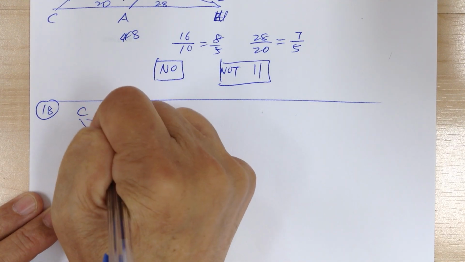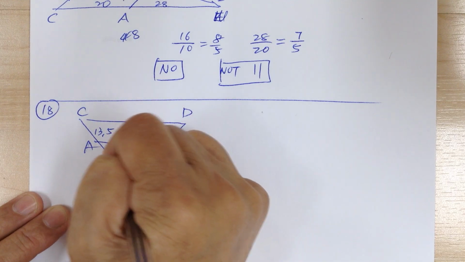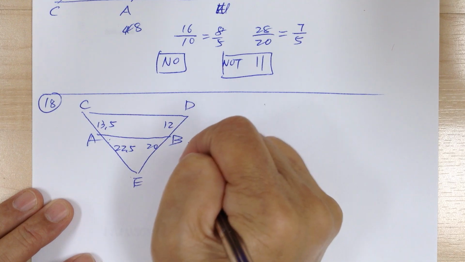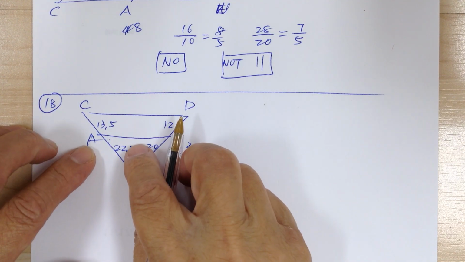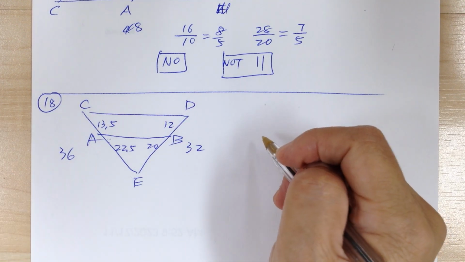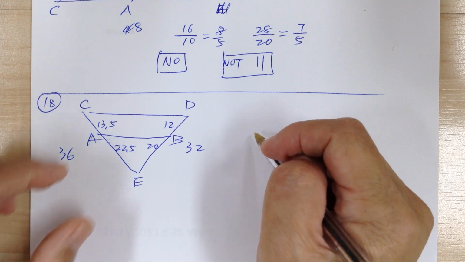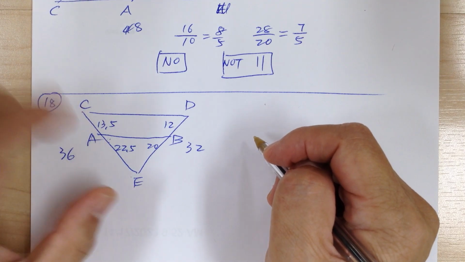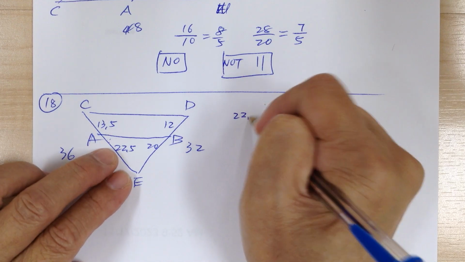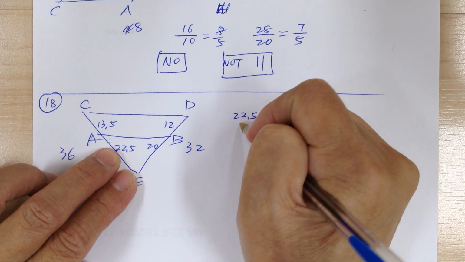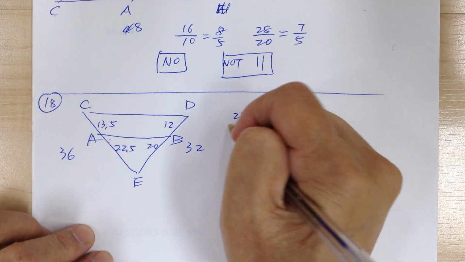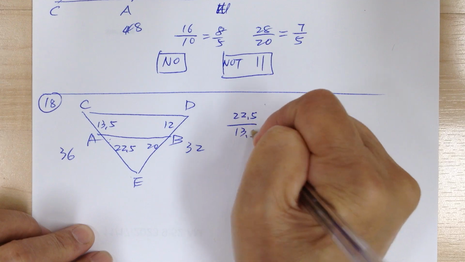Okay, so this is 13.5, this is 12, 22.5, and 20. So again, this would be 32 out here. So you add, so it'd be 35, 36. Okay, so I'm going to compare. Again, you can compare this with this. It doesn't matter. So I'm going to use this over that. So 22.5. Again, you can use this over that or this over this. Doesn't matter. You can do either way. I'm just going to try over 13.5.